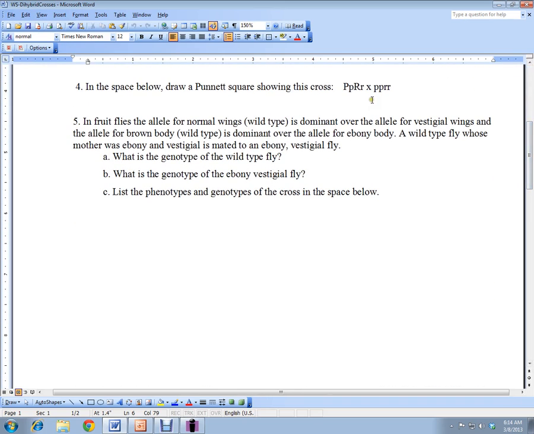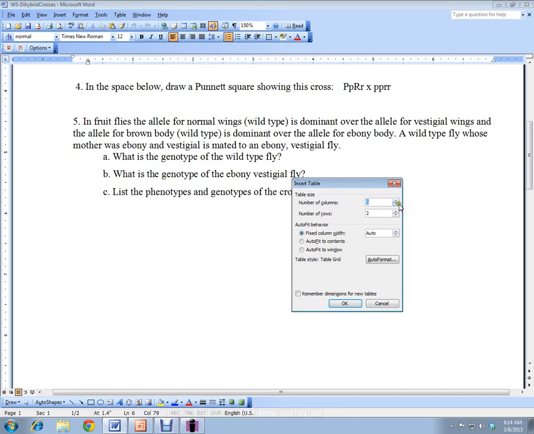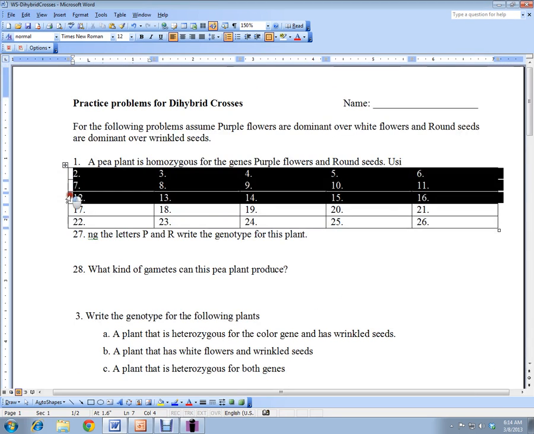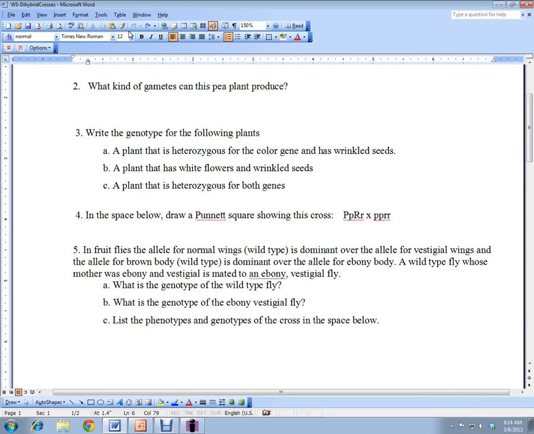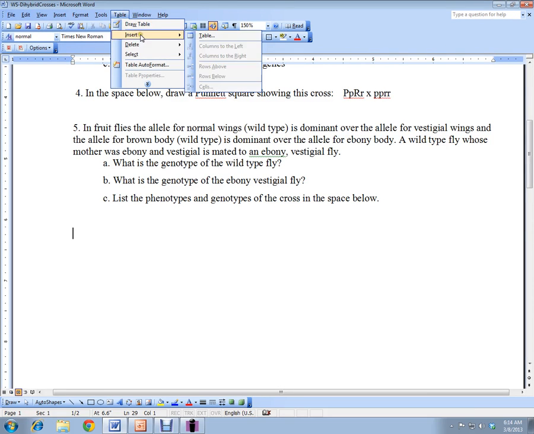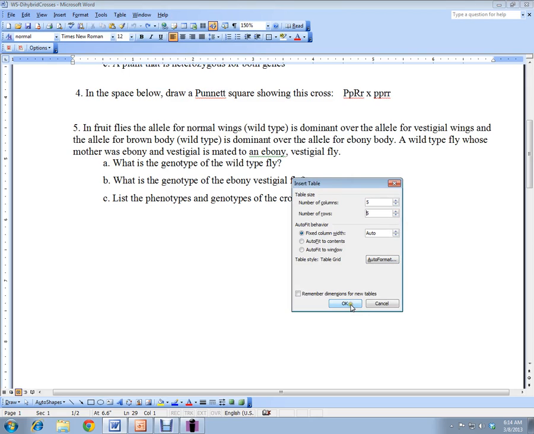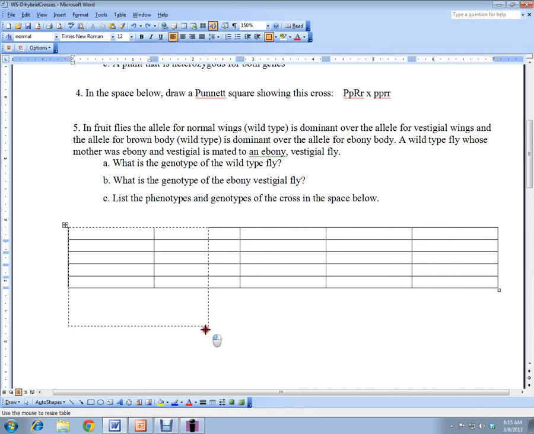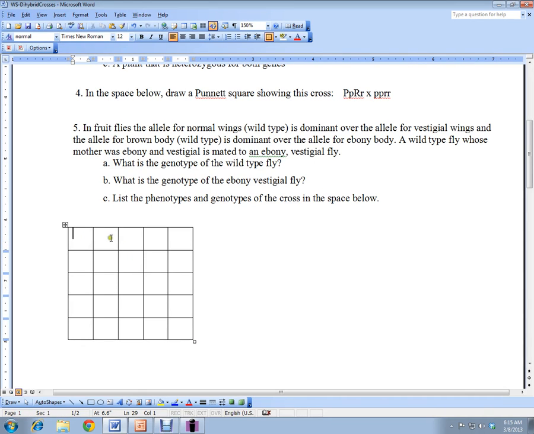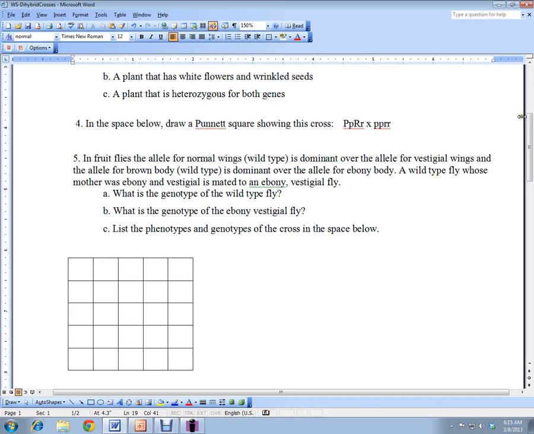Okay, let's go down and actually do our Punnett square. Let's see, I'm going to insert a table. This will be easier. Wow, they don't need to be numbered, do they? Let's make this look more like a Punnett square. Here we go. I'm going to put the parents in these top boxes just to make it easier, but let's figure out what the parents are for this cross.